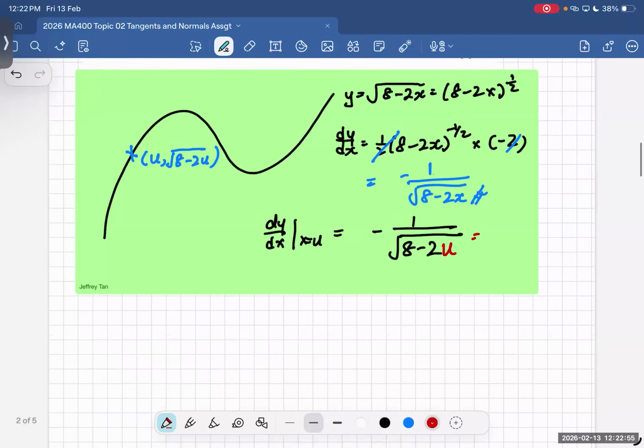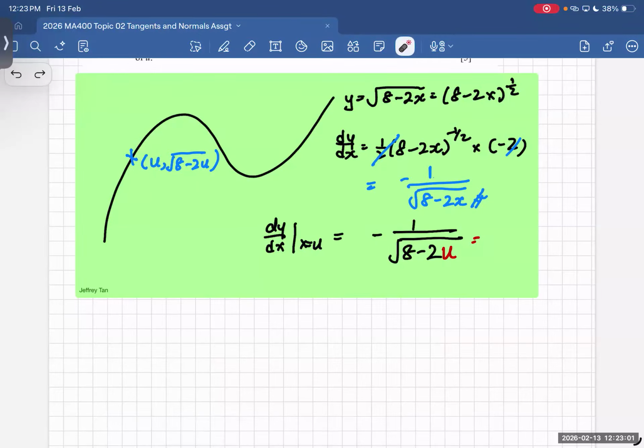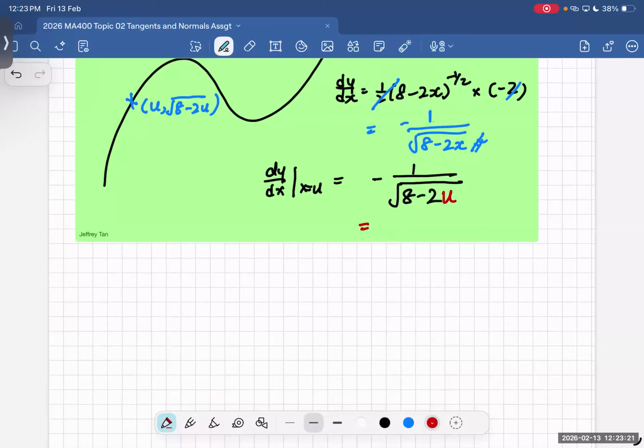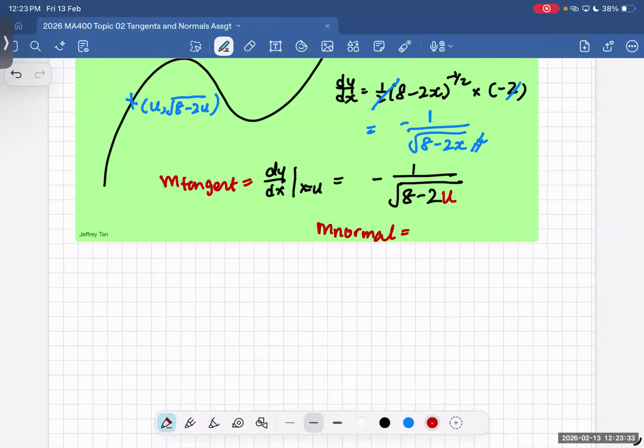Now, guys, if I look here, please take a look. This is my x1. This is my y1. This is my gradient. Should I go on straight away? Is there one more step I need to do? Very good. Wow, only Ethan and Bias are paying attention. So this is the gradient of the tangent, guys. But what are we finding? The normal. So what's the gradient of the normal? Square root of 8 minus 2u.